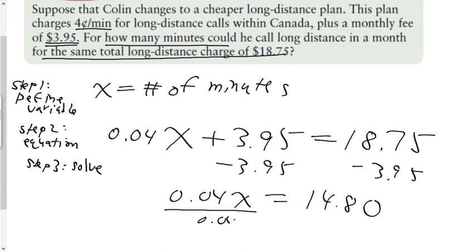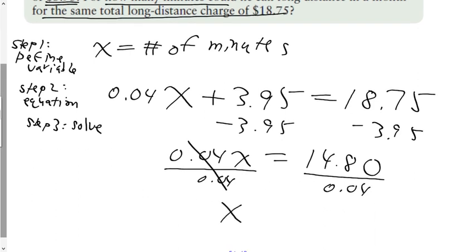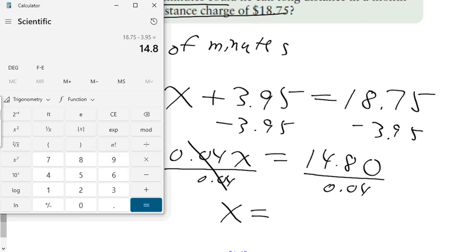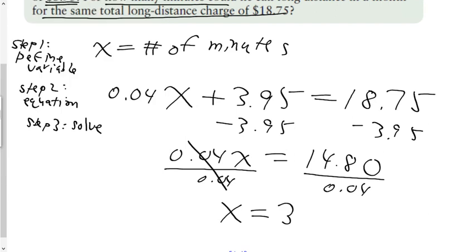Divide both sides by the cost per minute, and x will tell me 14.80 divided by 4 cents. It will tell me 370. Step 3 is solve. Step 4 is write a sentence.